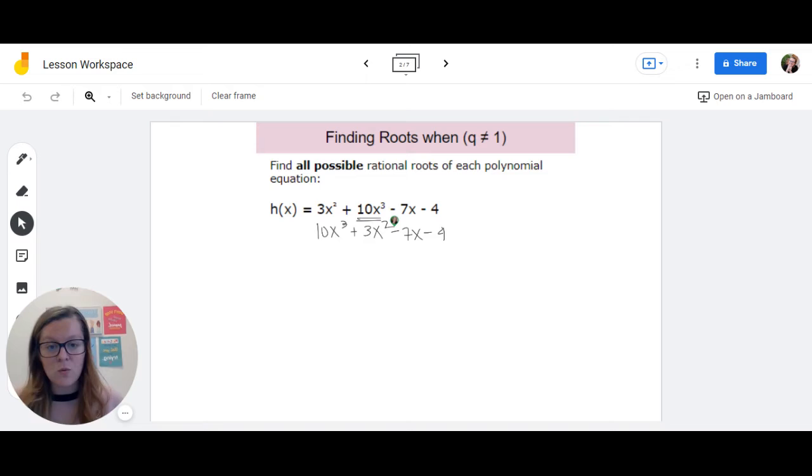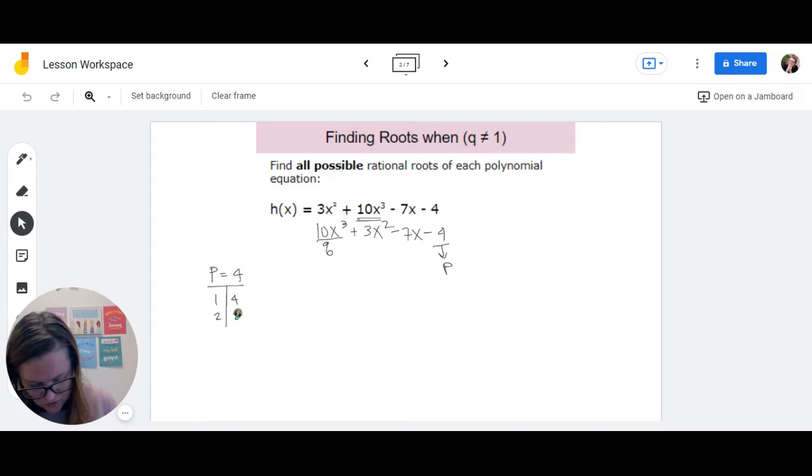So be very careful whenever you're looking at this. Make sure it's in standard form first. Okay, so here is my p-value. Here is my q-value. I'm going to list all the factors of p. So p is equal to 4. Remember, we really don't care about the positive or negative. We'll just put a plus or minus in front of all of our factors. Okay, so I have 1 and 4 and 2 and 2. My q value is equal to 10, so 1 and 10 and 2 and 5.